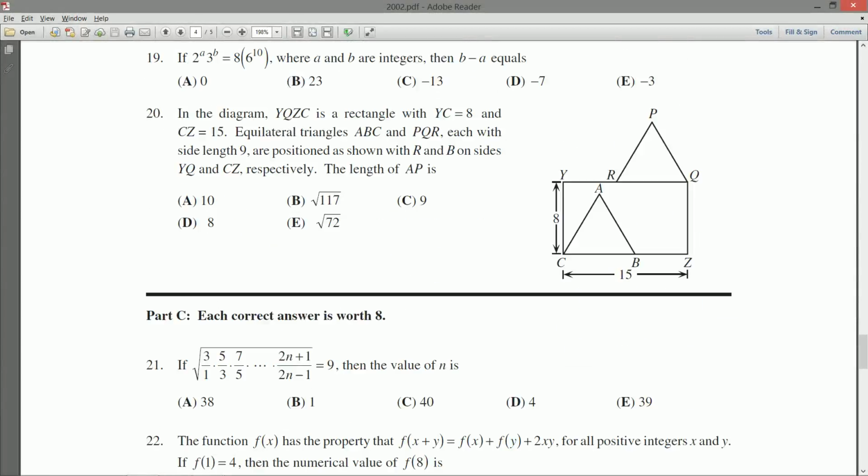So that's question number 19. We have one more question to go in this part of the contest, and that'll be question number 20, and that'll wrap up part B.